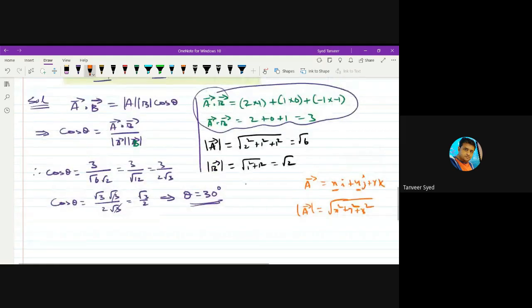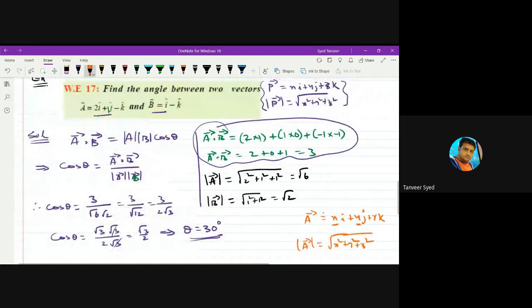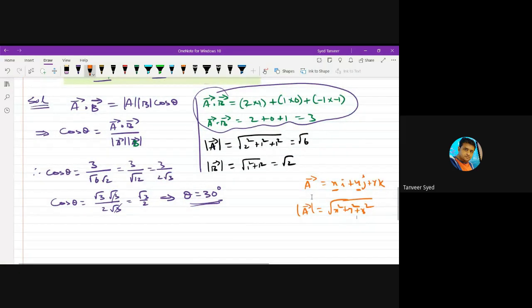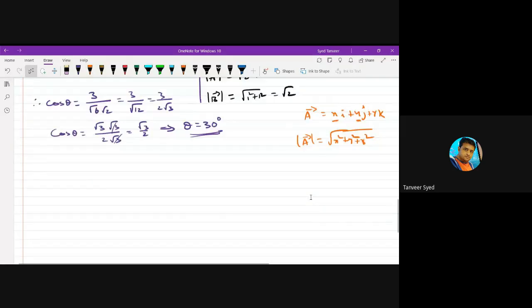So if you have any more confusion regarding this, go back to the previous classes. I think we discussed this in the first or second class of vectors. I think second class of vectors. So open that recording and go through it once again. Okay, sir.